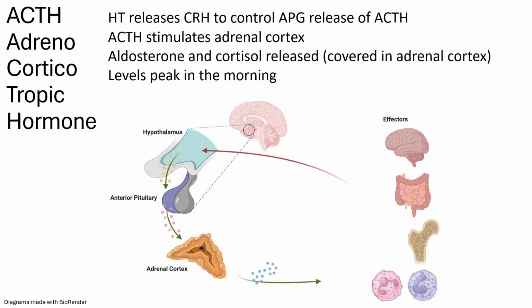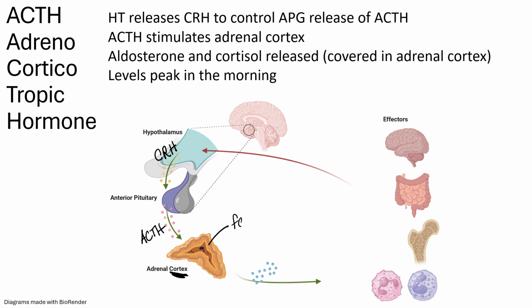ACTH is released by the anterior pituitary gland in response to the corticotropin-releasing hormone, which is released by the hypothalamus. Long-term, low-level physical or emotional stress can increase CRH production. The primary target of ACTH is the adrenal cortex, not the medulla, but the adrenal cortex. And specifically, ACTH targets the zona fasciculata and the zona reticularis.